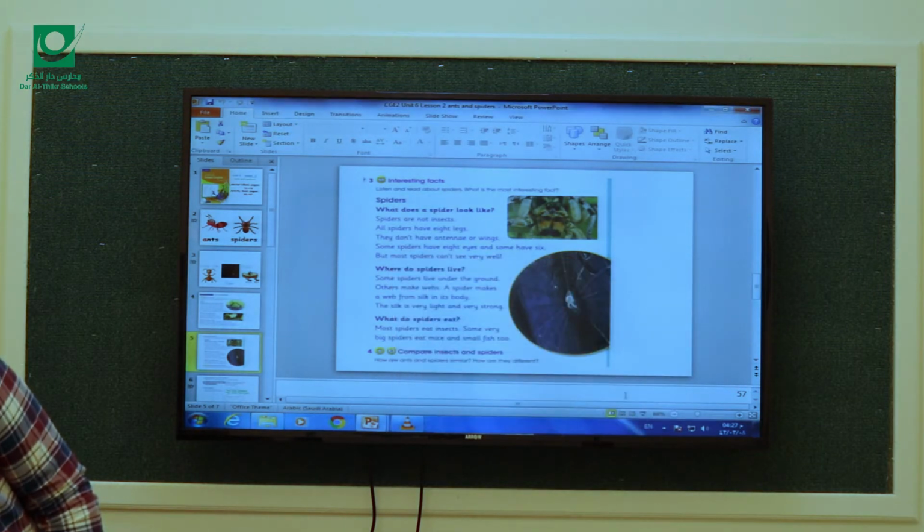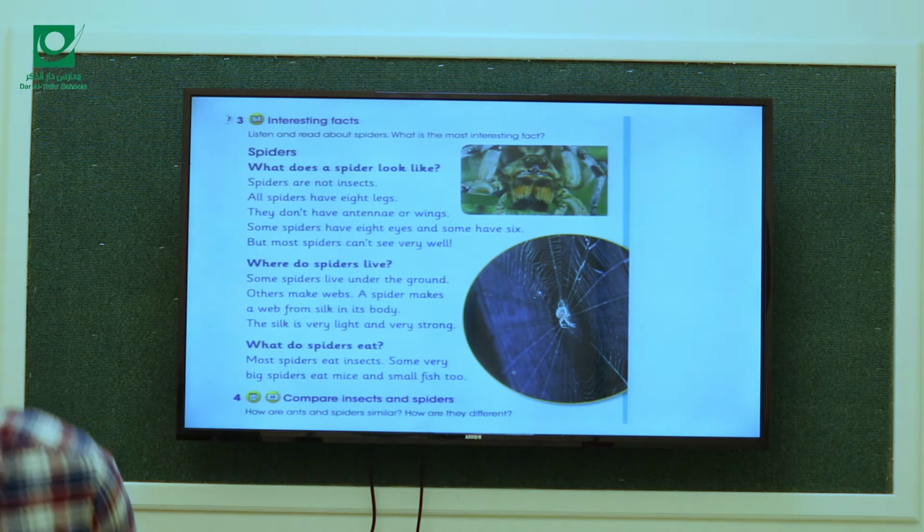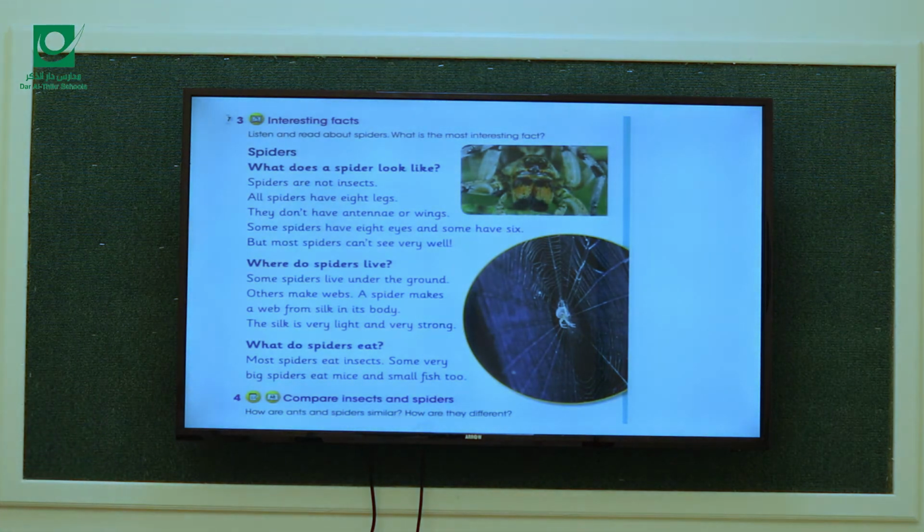Spiders. What does a spider look like? Spiders are not insects. All spiders have 8 legs. They don't have antennae or wings. Some spiders have 8 eyes and some have 6. But most spiders can't see very well.